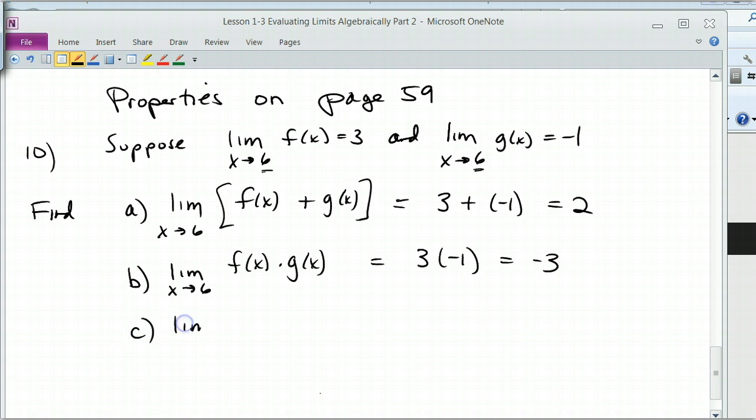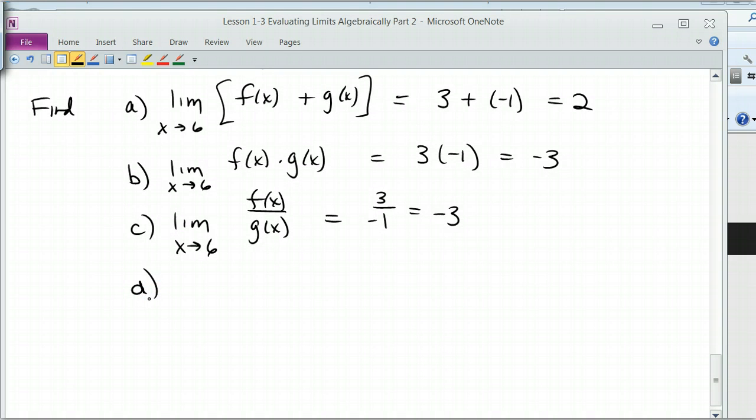C, the quotient, f of x over g of x. As long as the limit as x goes to 6 of g of x doesn't equal 0, this is going to exist, and it will be 3 over negative 1, which is negative 3.